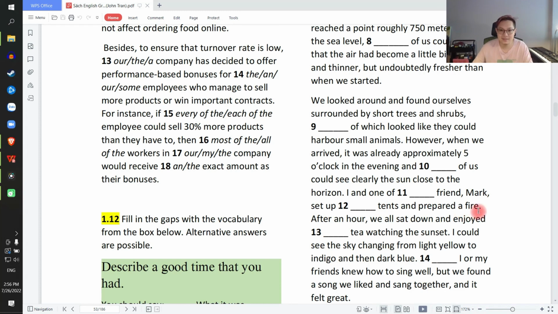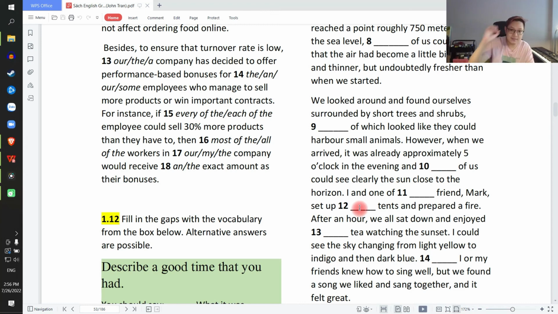Okay, I and one of my friends, Mark, set up our tents and prepared the fire. Number 11 could be one of our friends, Mark, but because here it is "I", it should be "my friend". One of my friends, not one of our friends, otherwise it sounds odd. So, I and one of my friends, Mark, set up our tents and prepared a fire.